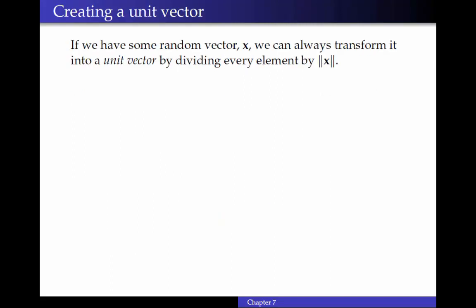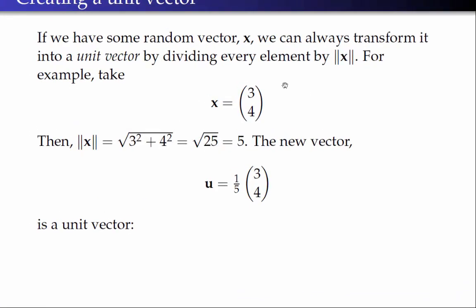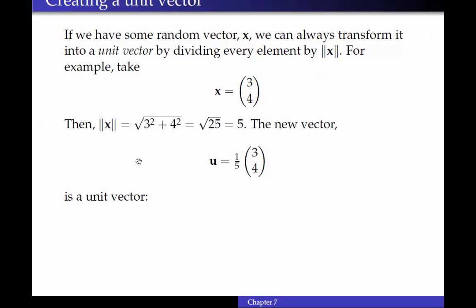Next we're going to look at creating a unit vector. If we have some random vector x, we can always transform it into a unit vector just by dividing every element by the magnitude of x, the 2 norm of x. So for example, if I have a vector that's 3, 4, we're going to make it a unit vector by dividing every element by the norm of x.